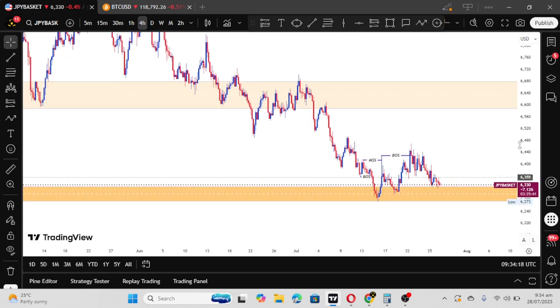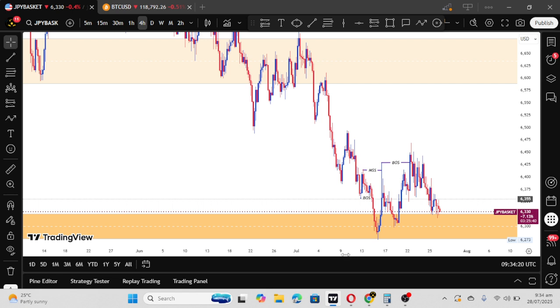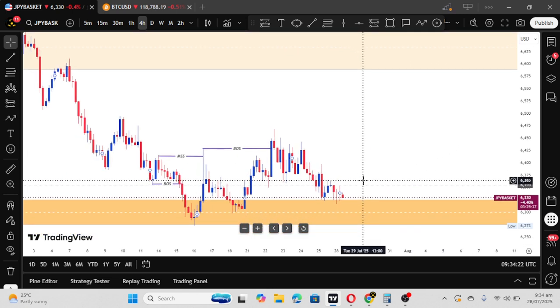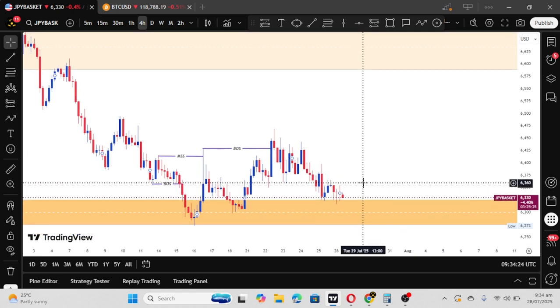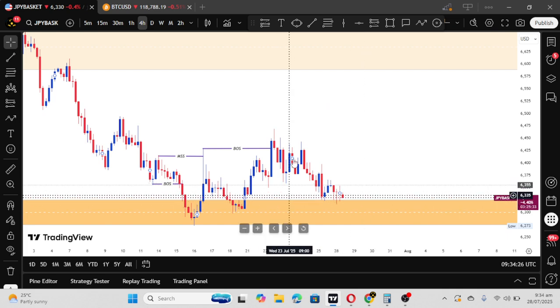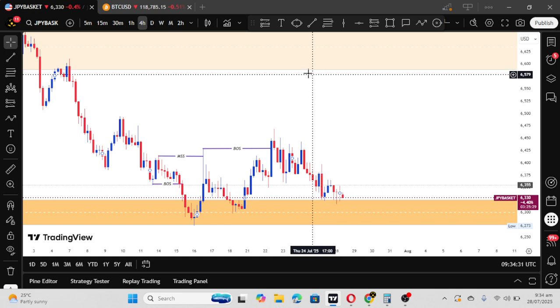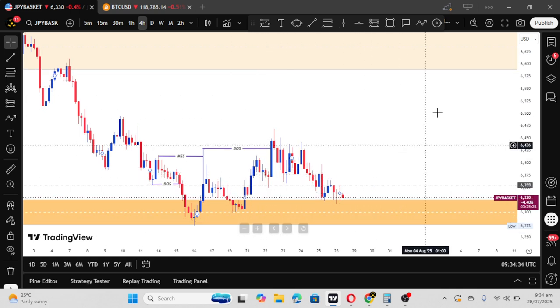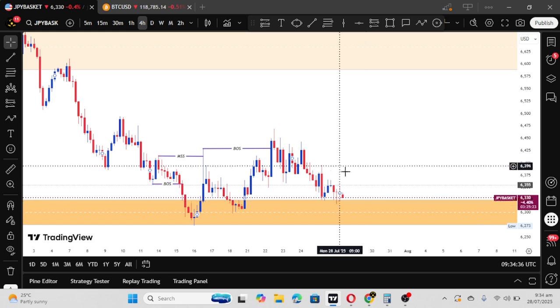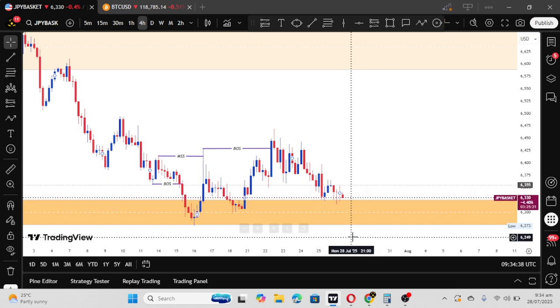So now go on your GJ, go on your UJ and any other pairs which are paired with the Japanese yen, and check out what you want to see before you buy, and before you sell, because they will all be selling. Right now the USD, that's the DXY, is strong. That's why we can see this pulling down.